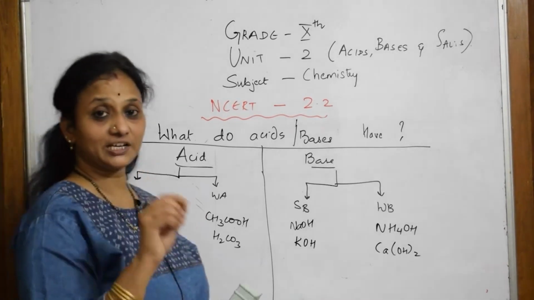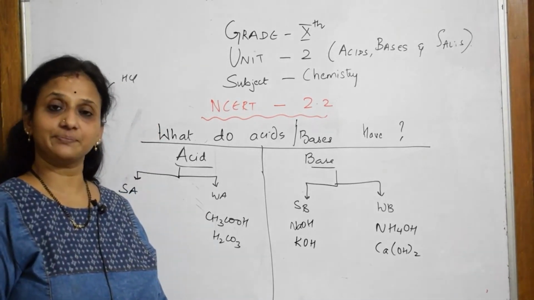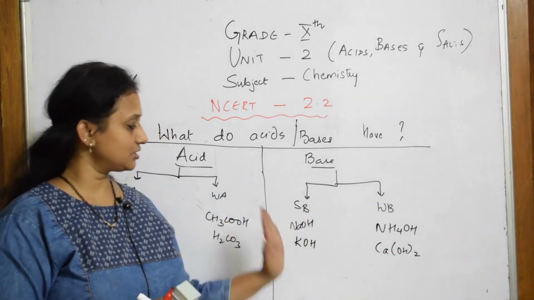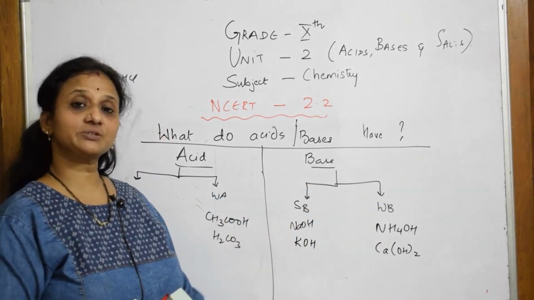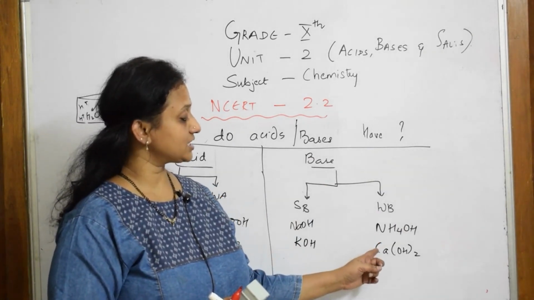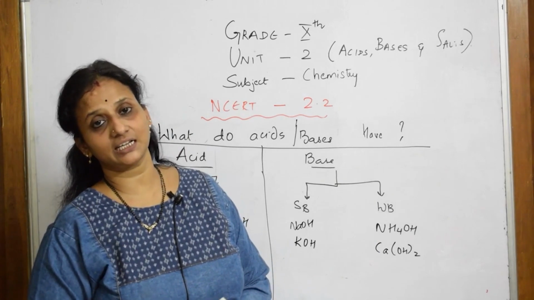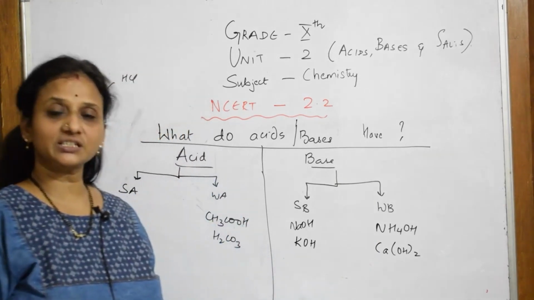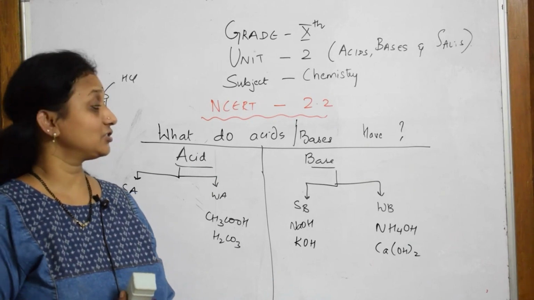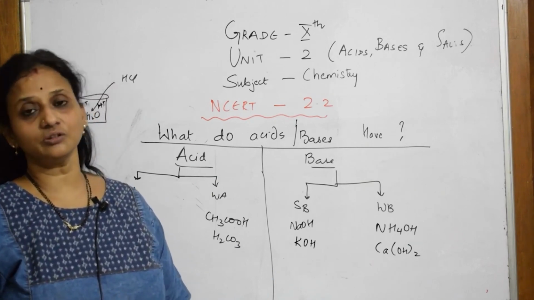Right, a small correction in this. Let us write the examples of weak bases. I have added potassium hydroxide here, sorry for that. Sodium hydroxide and potassium hydroxide come under the category of strong bases, and ammonium hydroxide as well as calcium hydroxide come under the category of weak bases. So please note it, and please watch the attached animated video, which is your NCERT activity given in your textbook.